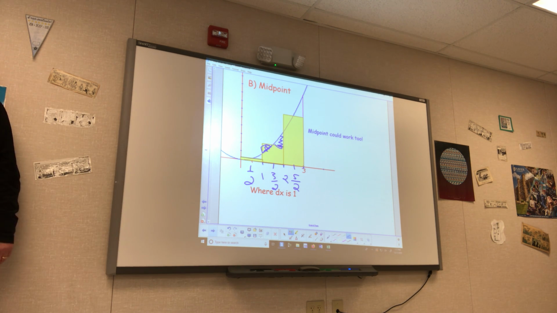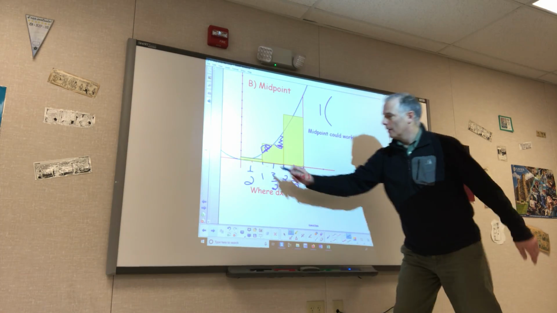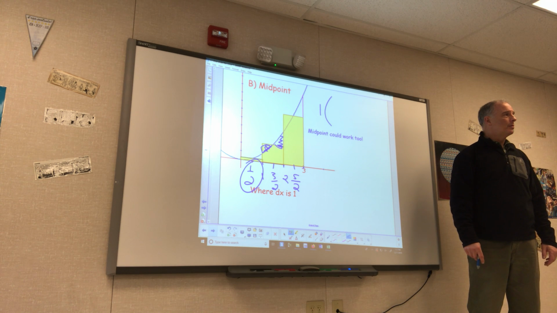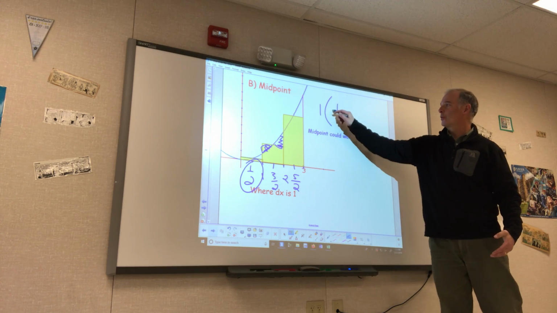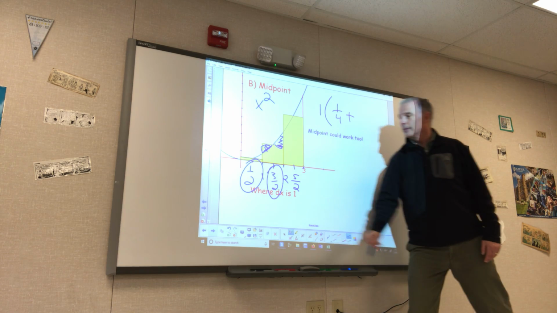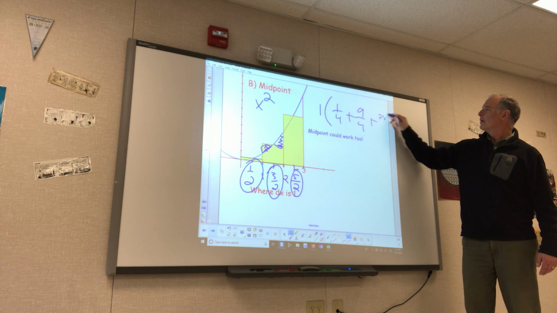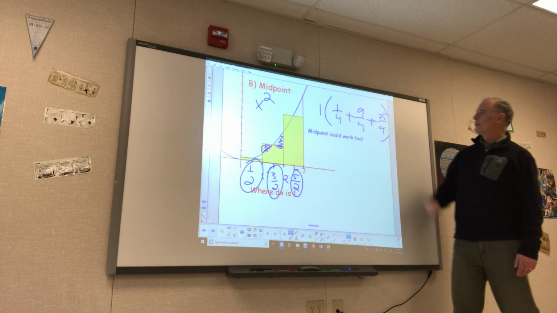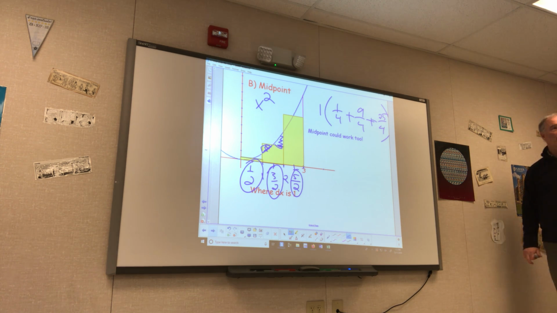What's delta x in this problem? Still 1. The width of the rectangle is 1. What's f of the first value? 1/4, because you remember it was x squared. So 1/4 plus 9/4 plus 25/4. What do we got? 35/4. Not quite 9, right? 36/4 would be 9.